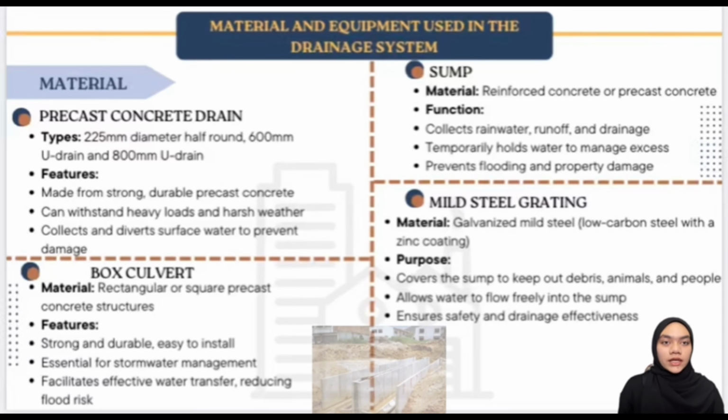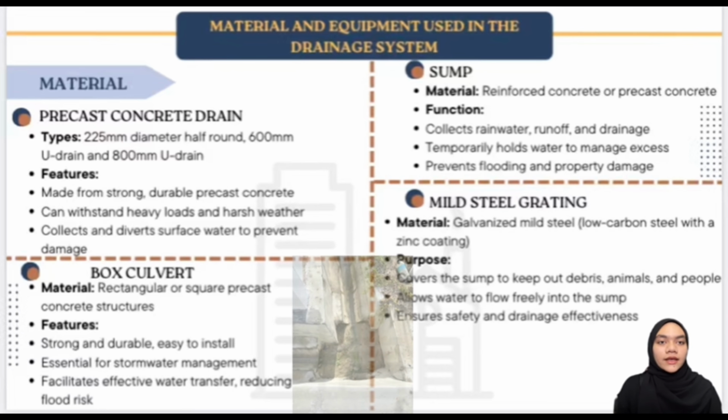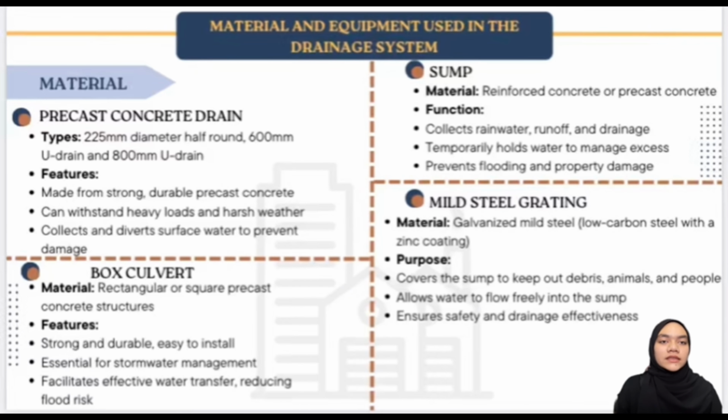After that is the box culvert. It is made from rectangular or square precast concrete structures, which are strong, durable and also easy to install. Box culvert is essential for stormwater management and facilitates effective water transfer, reducing flood risk. For the sump, it has been made with reinforced concrete or precast concrete. Its function is to collect rainwater, runoff and drainage to prevent flooding and property damage. Lastly is mild steel grating.